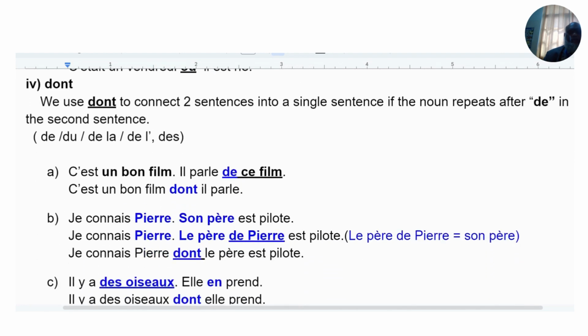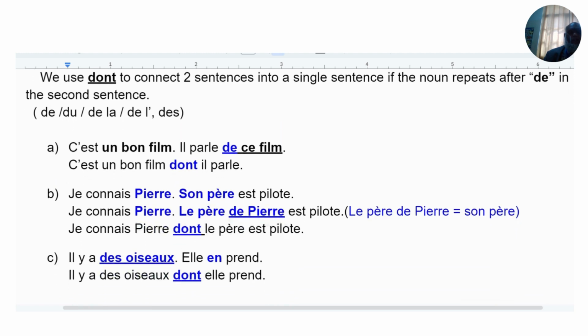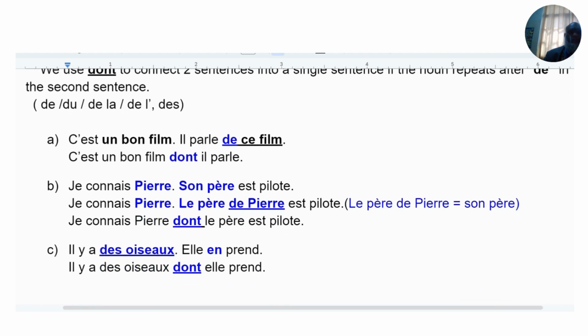We also have the relative pronoun dont. If a noun from sentence 1 repeats after the preposition de in sentence 2, and the de should be connected with the verb. For example, c'est un bon film, il parle de ce film. Now, see, the preposition de is connected with the verb parle. So, it is c'est un bon film dont il parle.